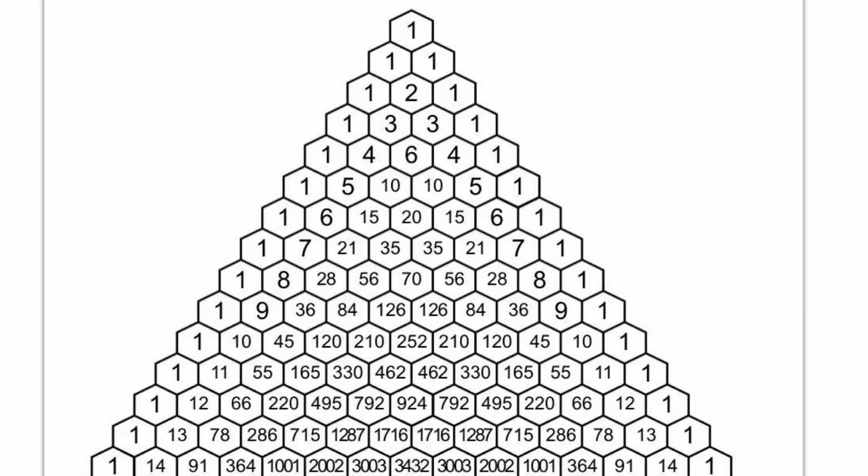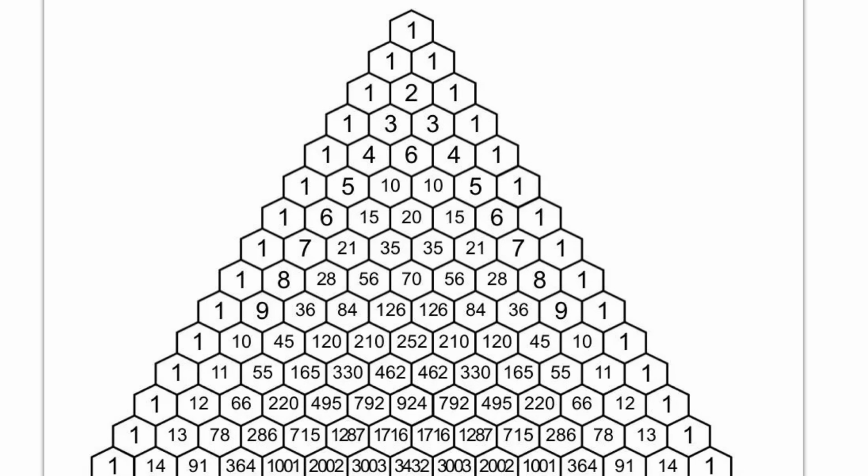Now, what do I mean by interesting number patterns? Well, if you notice right away, down the side we have all 1s. Maybe not the most interesting pattern, but hey, it's something. Down the next diagonal, we have the counting numbers: 1, 2, 3, 4, 5, 6, 7, 8, 9, 10, 11, 12, and so on. Those are pretty interesting. Now, what other patterns might we find in this triangle?